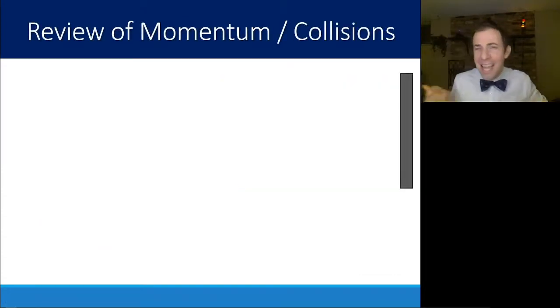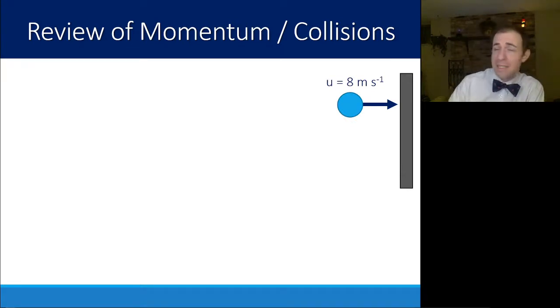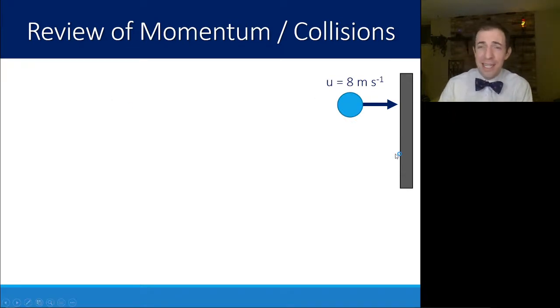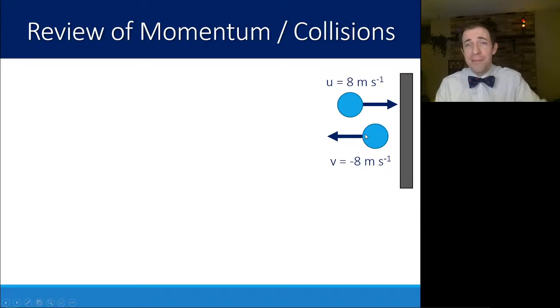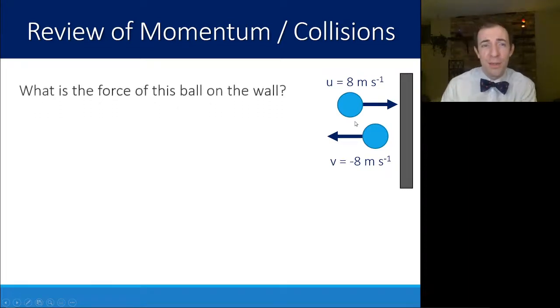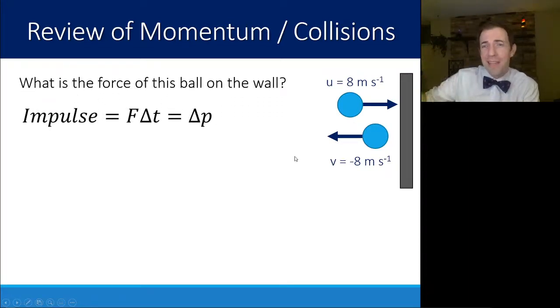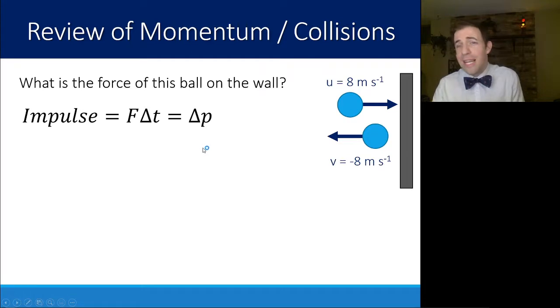And truly, this kinetic theory is all about these molecules in motion and colliding against things. If you have a ball, for instance, hitting a wall at 8 meters per second and bouncing back at negative 8 meters per second, we can figure out the force of the ball on that wall because it's an object in motion colliding with a wall. We would just use our impulse and momentum relationship. If you remember, impulse is force times the change in time, the time that the ball in this case is in contact with the wall, and that is going to equal its change in momentum.